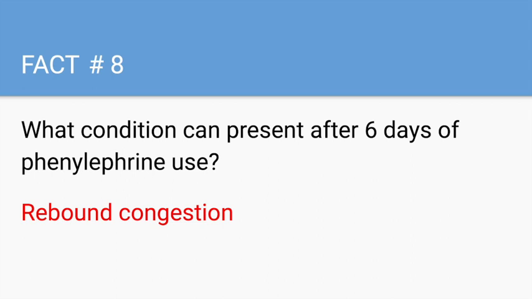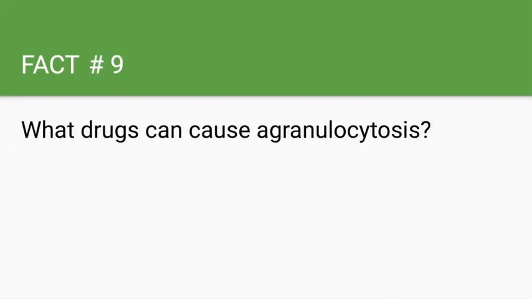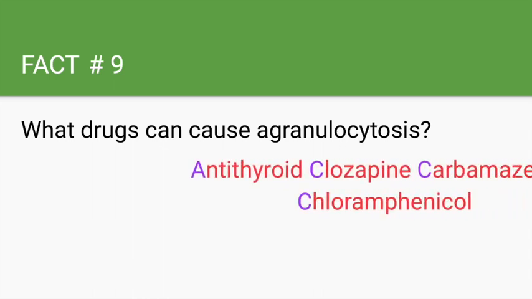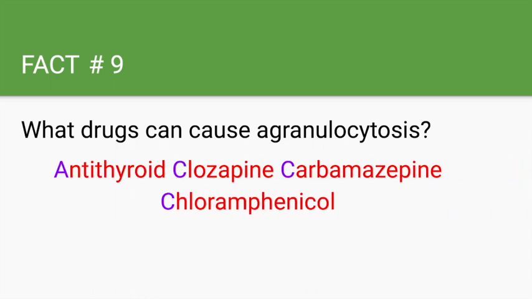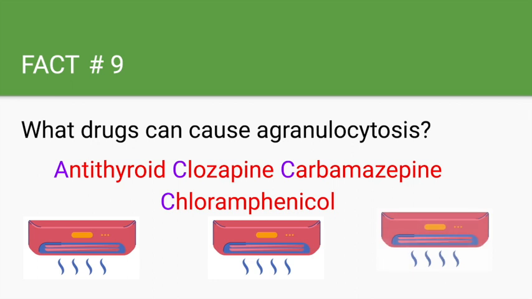What drugs can cause agranulocytosis? Well, you can remember this as AC. So antithyroid medications, clozapine, carbamazepine, chloramphenicol. So you can remember with this image right here of the 3 air conditioners. Also recall that chloramphenicol can cause gray baby syndrome.